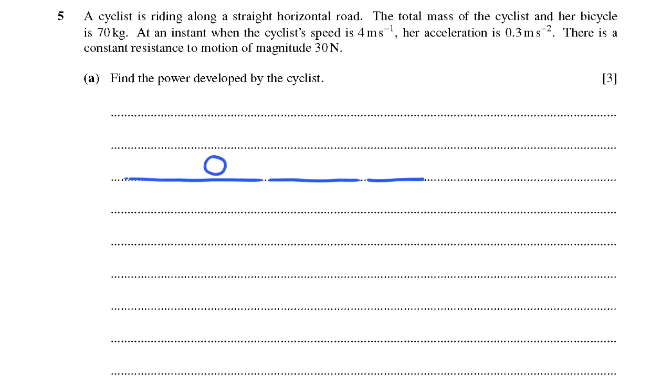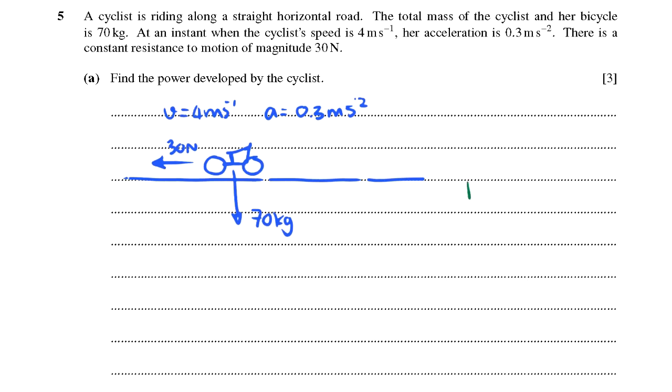A cyclist is riding along a straight horizontal road. The total mass of the cyclist and the bicycle is 70 kilograms. At an instant when the cyclist's speed is 4 meters per second, her acceleration is 0.3 meters per second squared. There is a constant resistance to motion of magnitude 30 newtons. Right, so we're required to find the power developed by the cyclist.